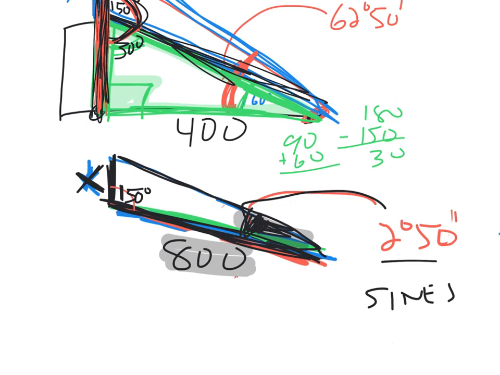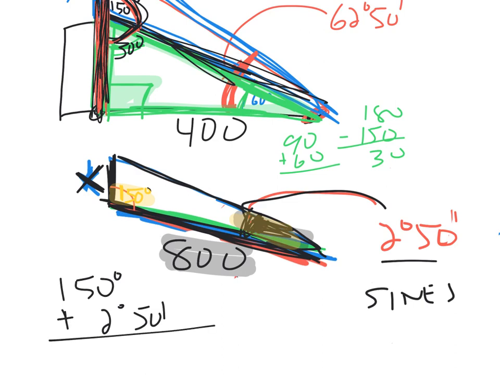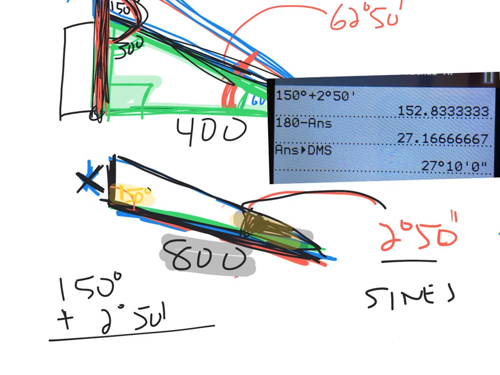And now I know two of the three angles. I know this is 150. I know this is 2 degrees 50 minutes. So now what I'm going to do is add up the 150 and the 2 degrees 50 minutes, and I'll subtract that from 180. So that angle turns out to be 27 degrees and 10 minutes. So now I know all three angles of that little triangle that I need to solve for x.